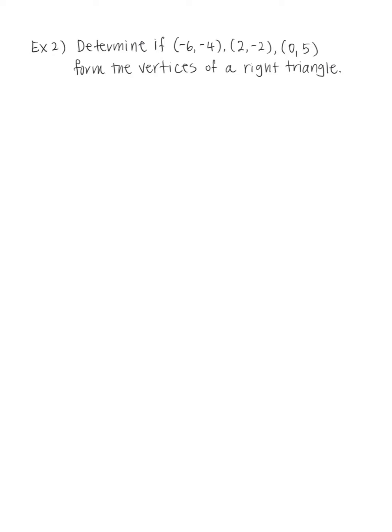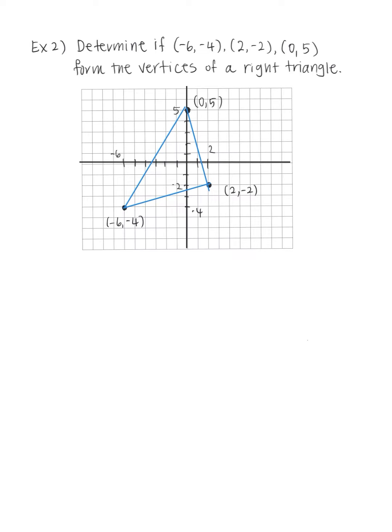Okay, so let's take a look at example 2. It says determine if -6, -4, 2, -2, and 0, 5 form the vertices of a right triangle. So here's the picture for it. Now, it kind of looks like this. This right here could be a right angle or not, kind of close, right? So how do we determine whether this is a right triangle or not?